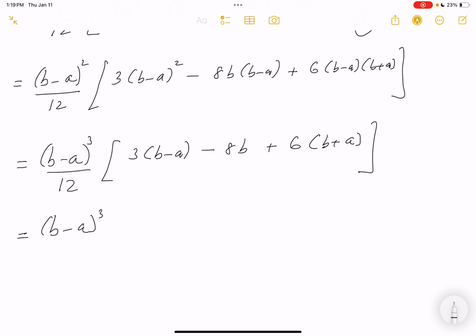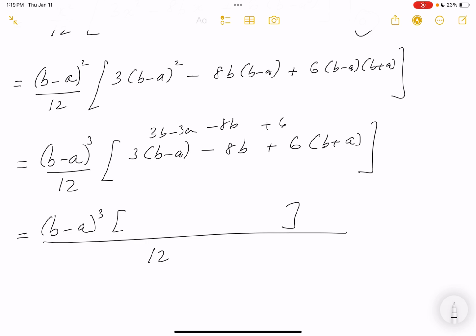b minus a cubed. I'm going to put the 12 down like this, and I want to simplify what's in this bracket over here. That's 3b minus 3a minus 8b. Boy, this looks complicated. Plus 6b plus 6a. All right, let me get the a's together first. And what do you get over there? Let's see, 6a and minus 3a is 3a. That's not so bad. Let's do the b's now. 3, 6 is 9, minus 8 is 1.